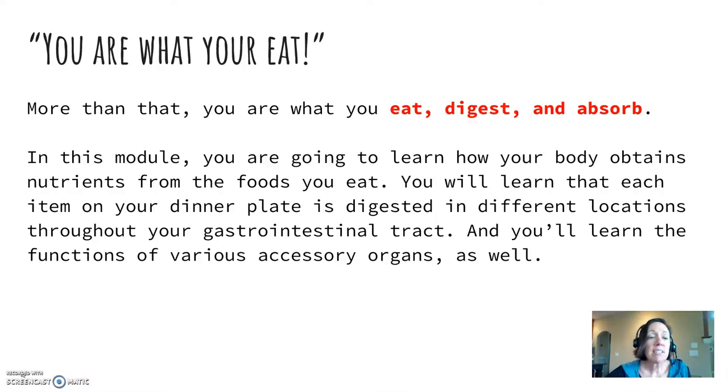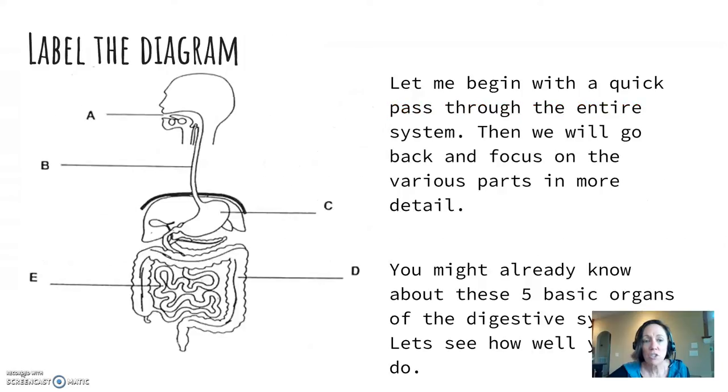So you've probably heard the saying, you are what you eat. Well, more than that, you're what you eat, digest, and absorb. So in this module, we're going to learn about how your body obtains nutrients from the food you eat. We're going to learn about each item on a dinner plate, how it's digested in different locations throughout your GI tract, and we're going to learn about the different functions of the various accessory organs as well. A lot of this we're going to cover in class, and you'll need to cover within your textbook because there's so much to this chapter, but I wanted to do it all in 1 week to save time.